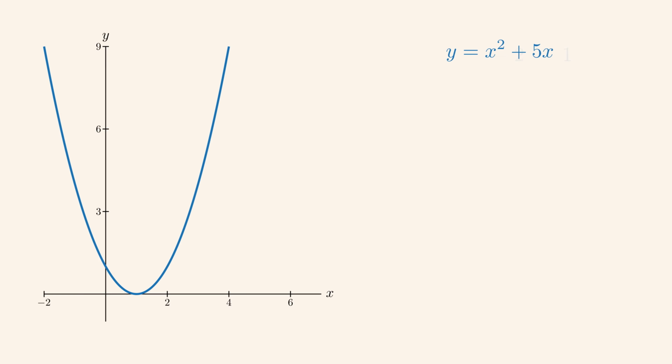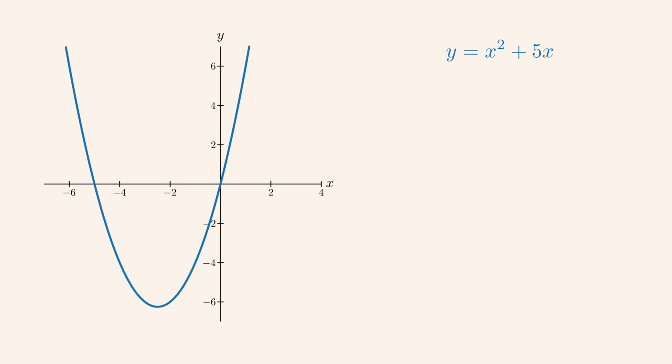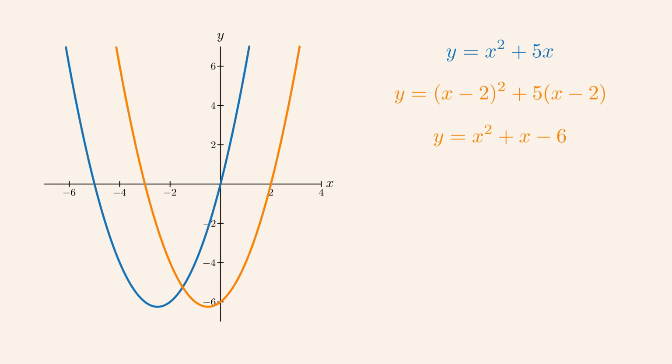Now let's consider a different quadratic and adjust the axes slightly. Suppose we replace each x with x minus 2. What kind of transformation does this produce? As we have just seen, it's a horizontal translation. The orange graph is simply the blue graph translated 2 units to the right.